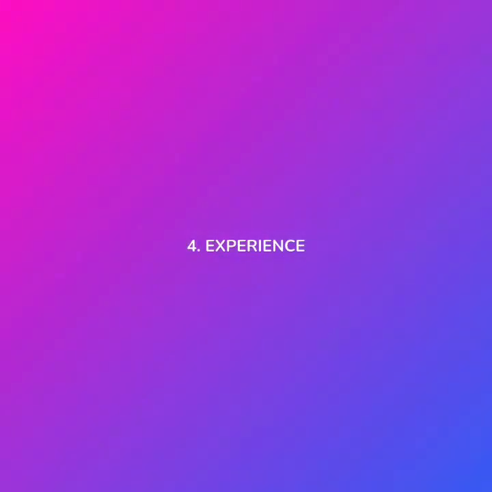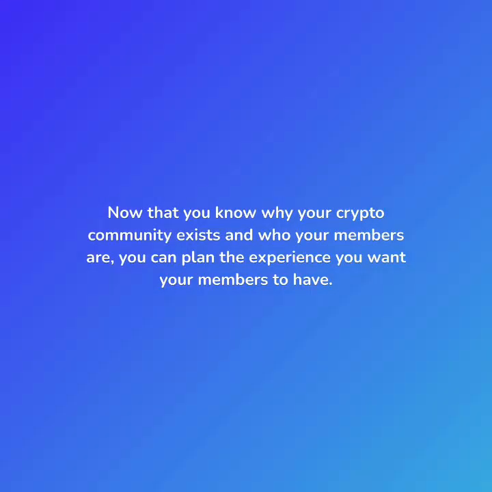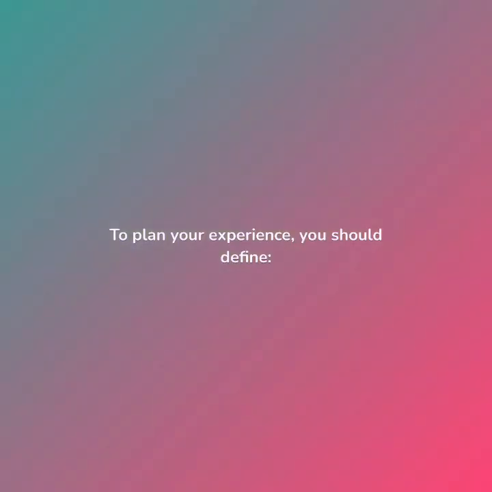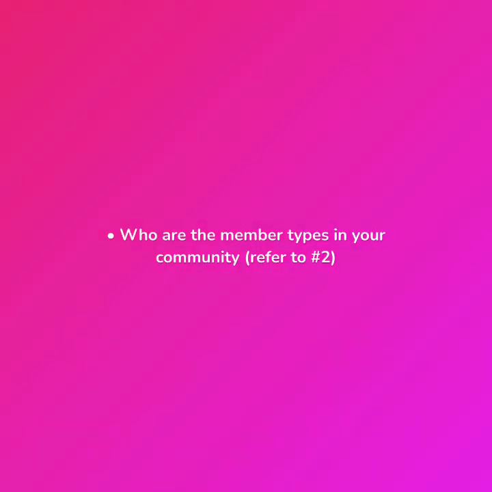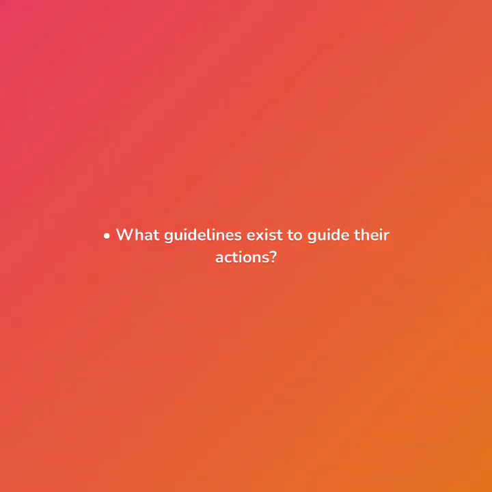4. Experience. How will your members participate in the community, and what are your community guidelines? Now that you know why your crypto community exists and who your members are, you can plan the experience you want your members to have. To plan your experience, you should define: who are the member types in your community? Refer to number 2. Where are they participating? What actions are they taking? What guidelines exist to guide their actions?